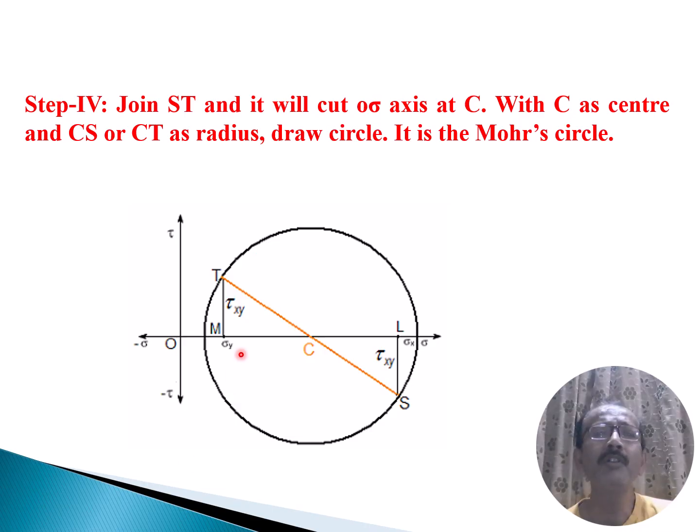Now step number 4: join S to T. We have these two points S and T, and when we join them, the line cuts the O sigma axis at point C. With C as center and CS or CT as radius, draw a circle. This circle is called the Mohr circle. So that is step number 4.